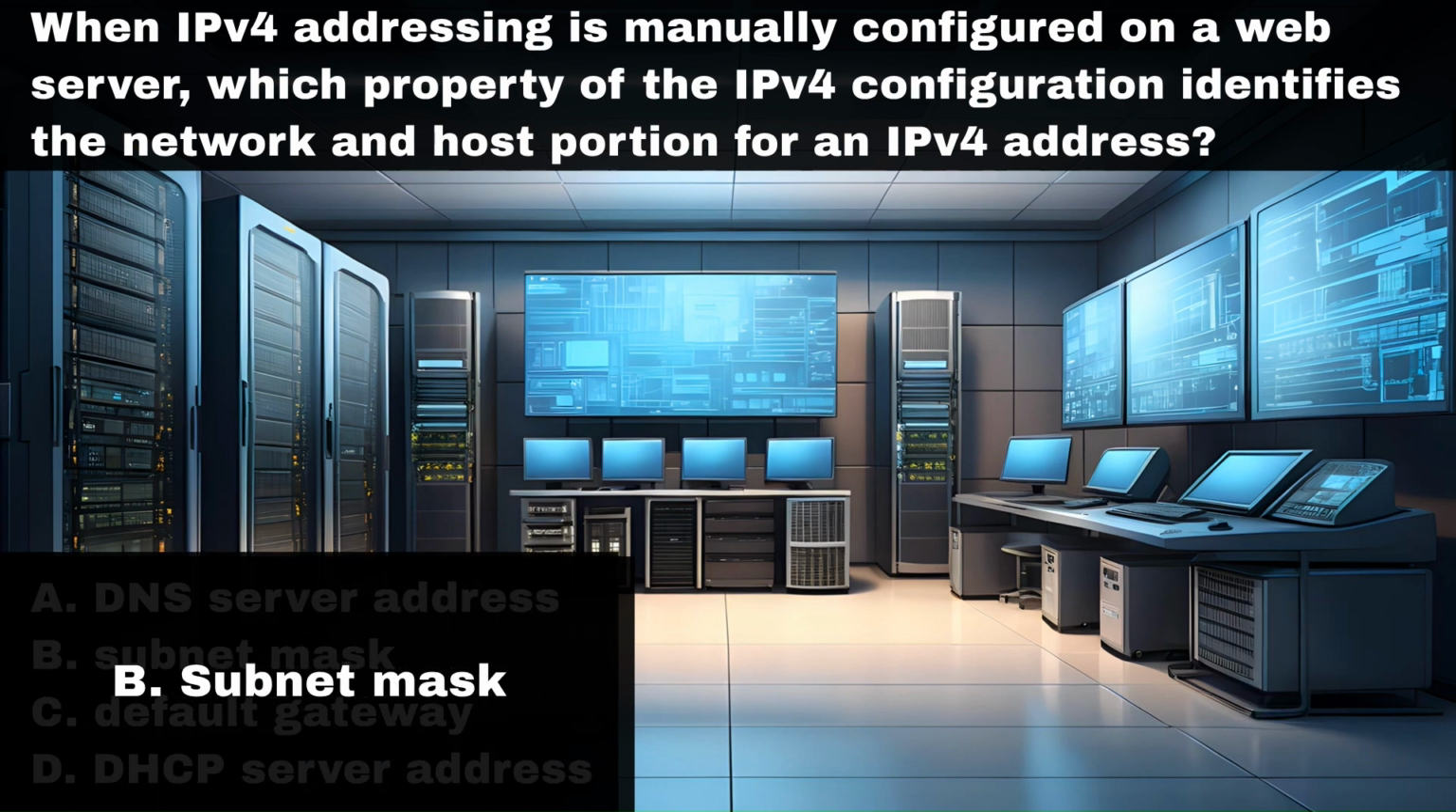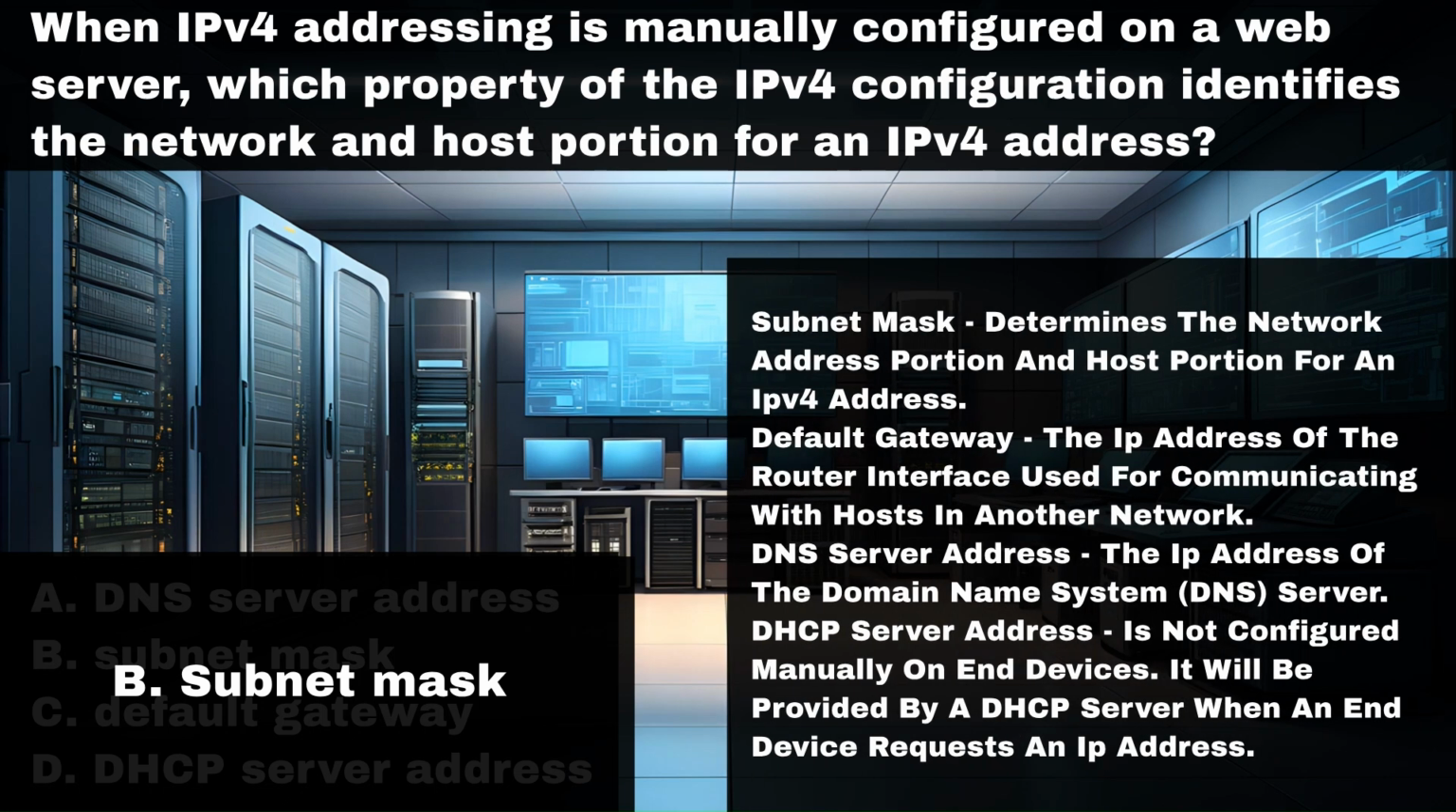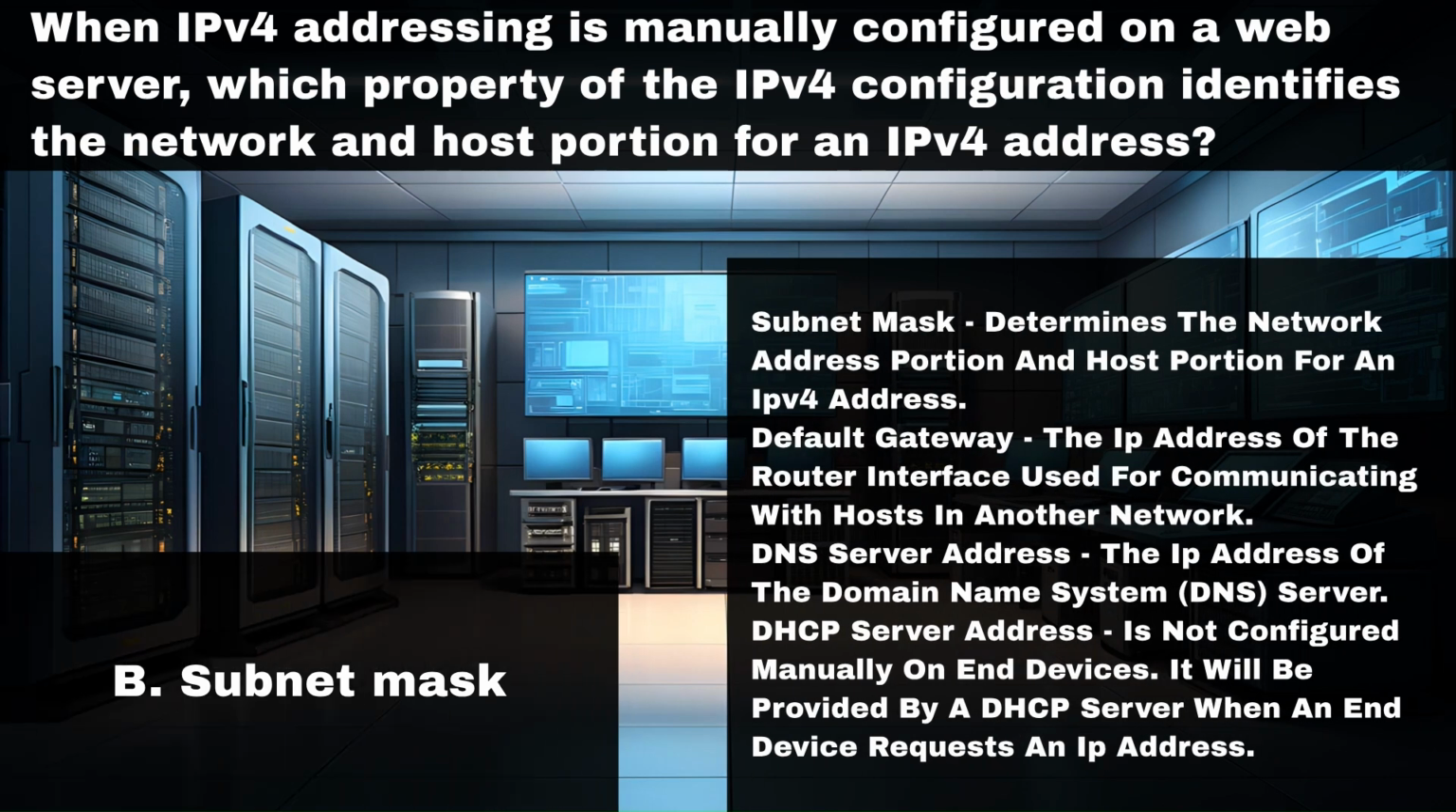The answer is B. Subnet mask. Subnet mask determines the network address portion and host portion for an IPv4 address. Default gateway, the IP address of the router interface used for communicating with hosts in another network. DNS server address, the IP address of the domain name system server. DHCP server address is not configured manually on end devices. It will be provided by a DHCP server when an end device requests an IP address.